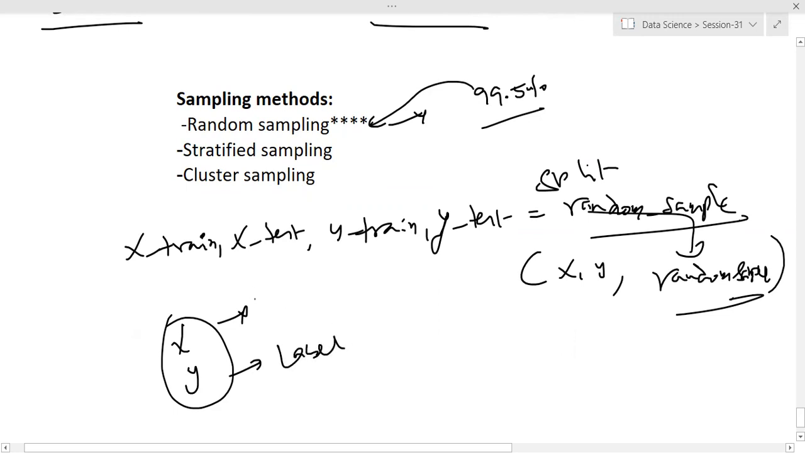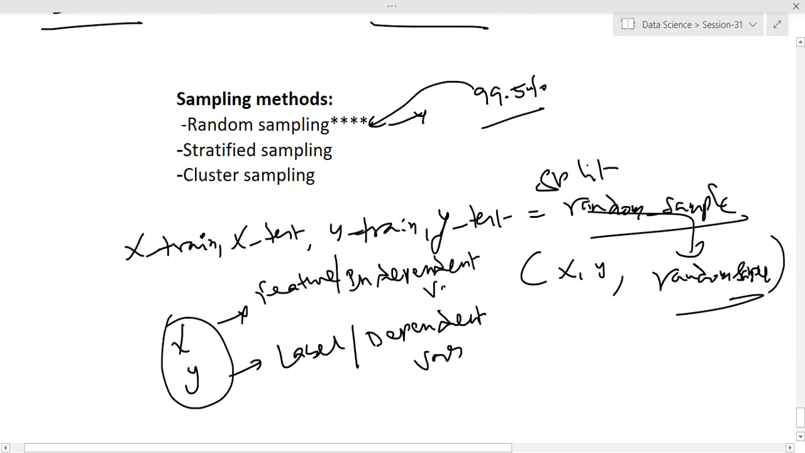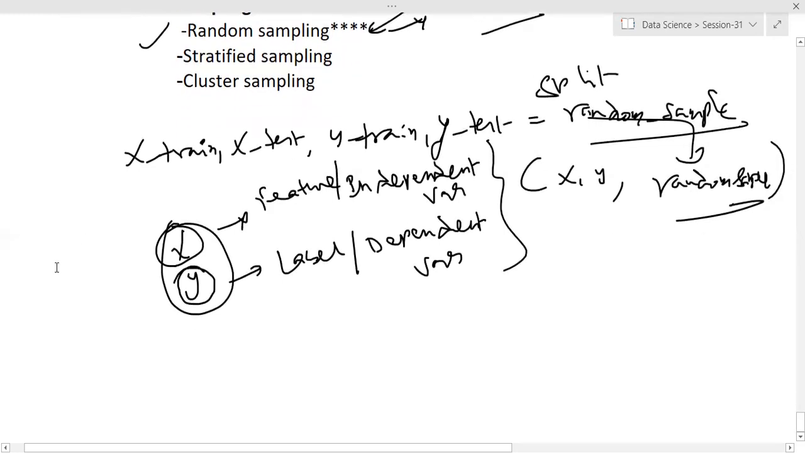Label, very good. What is the X value? Feature. X is the feature. What is the other name for Y? Dependent variable. Just observe here, friends. These terminologies are very important. At the moment you are joining your team, if you say my independent variable and dependent variable, you will be caught. So random sampling is the most used; in 99.5% of the cases we are making use of random sampling.